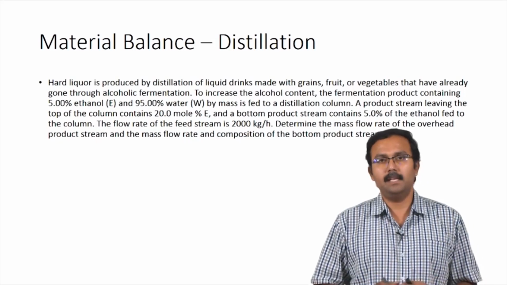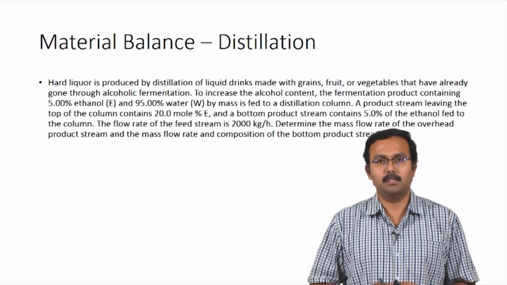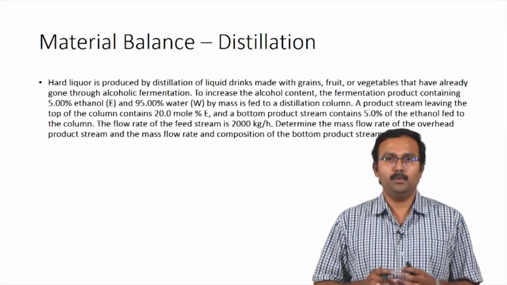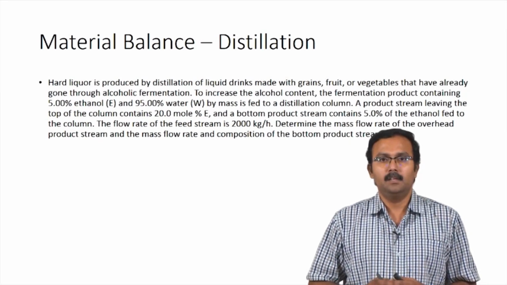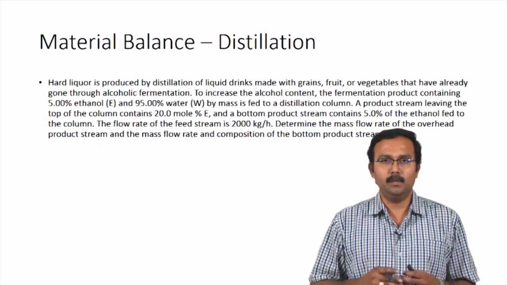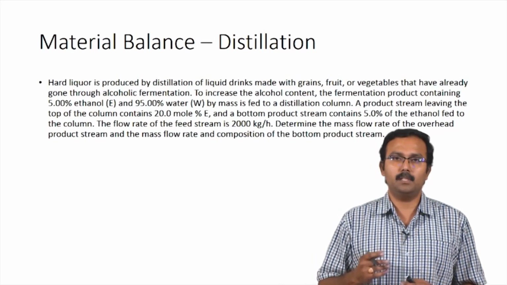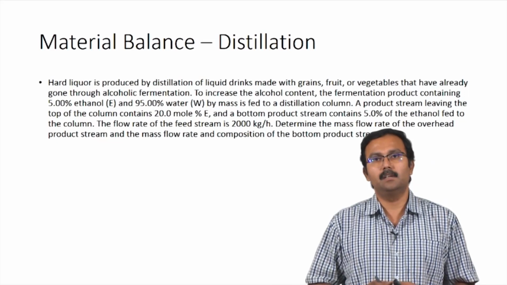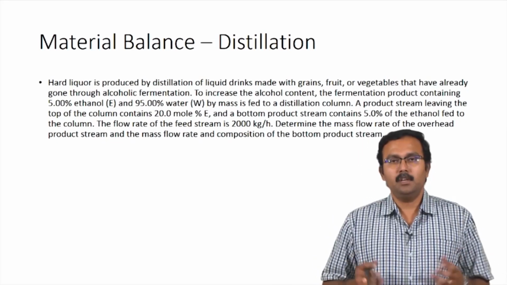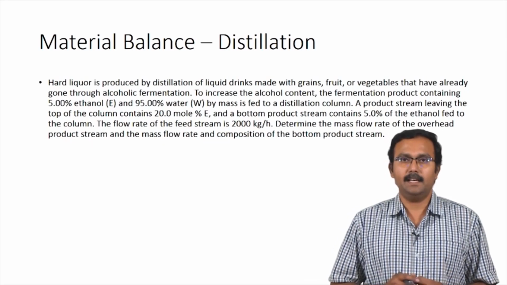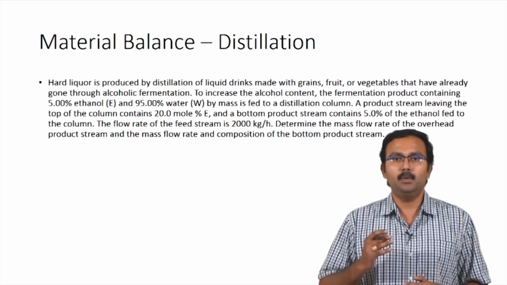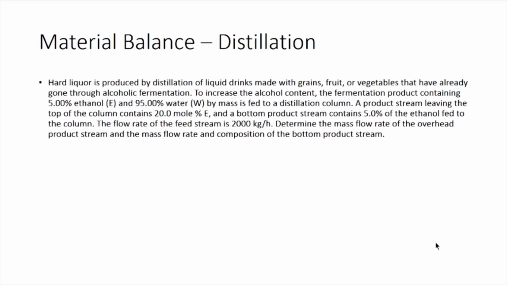We need to find the basis and draw the flow chart to describe the process. Here I want you to look at the problem statement carefully. There is one flow rate which has been given, which we can use as the basis. The flow rate of feed entering into the distillation column is given as 2000 kilograms per hour. So that would be the basis for our calculations. Based on the flow rates given in the problem, we can identify that the basis for this problem would be 2000 kilograms per hour, the flow rate of the feed stream entering into the system. So we will say that basis is 2000 kilograms per hour.